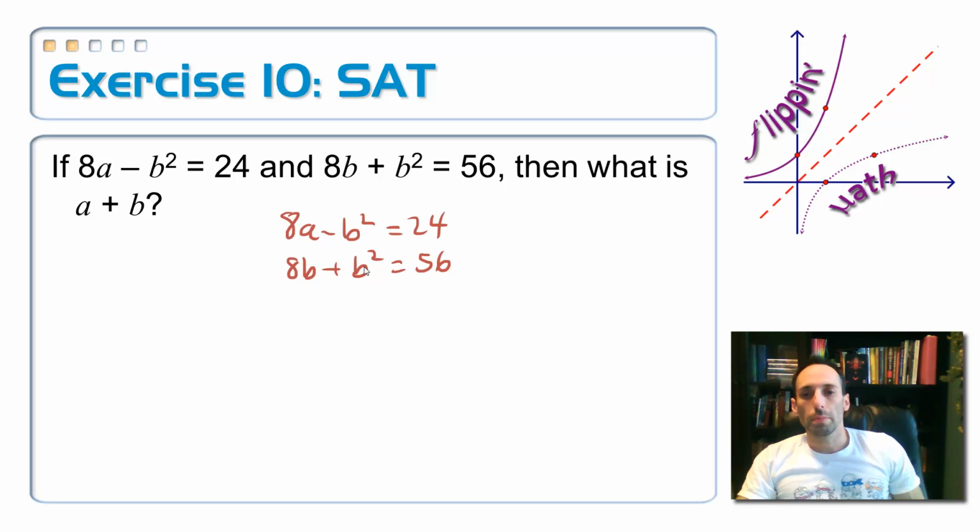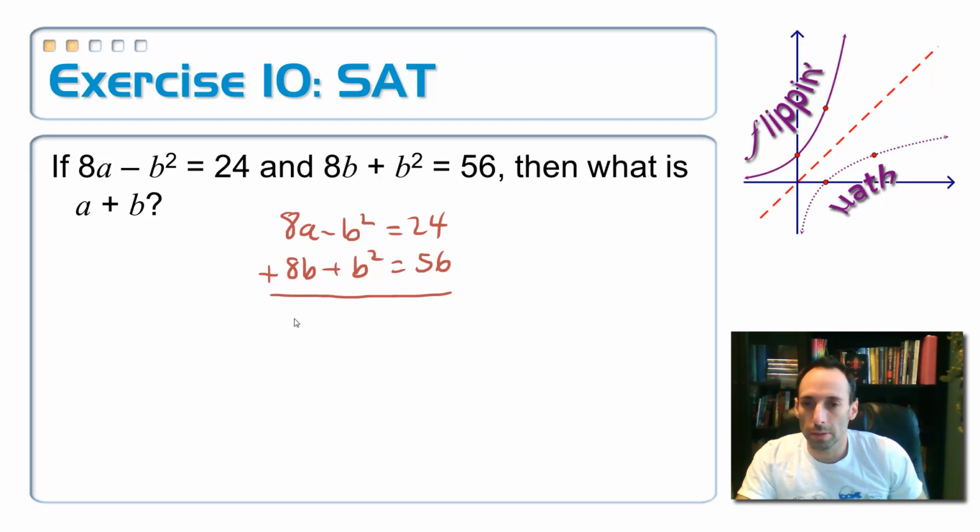Okay, notice that the b squareds there, they're opposites. Like if I were to add those two things together, they would cancel out. And on the left side, look, I would have a's and b's together. So let's just look at that. Let's just add these two equations.